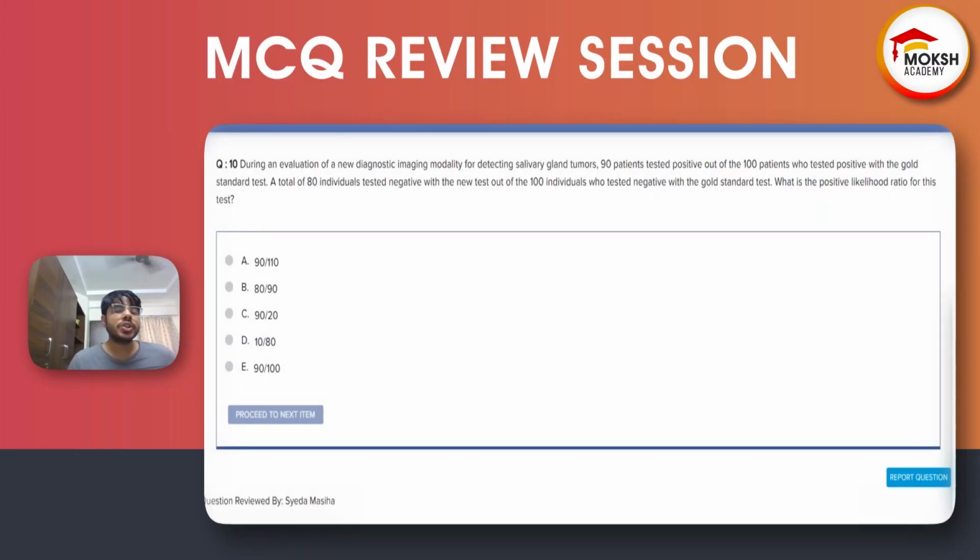During an evaluation of a new diagnostic imaging modality for detecting salivary gland tumor, 90 patients tested positive out of 100 patients who tested positive with the gold standard test. A total of 80 individuals tested negative with the new test out of the 100 individuals tested negative with the gold standard test. What is the positive likelihood ratio for this test?